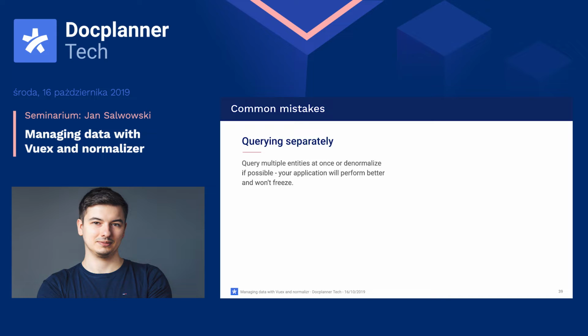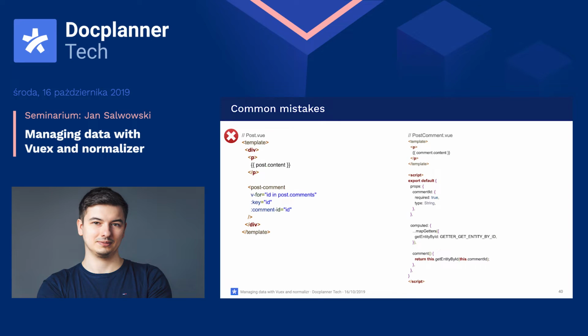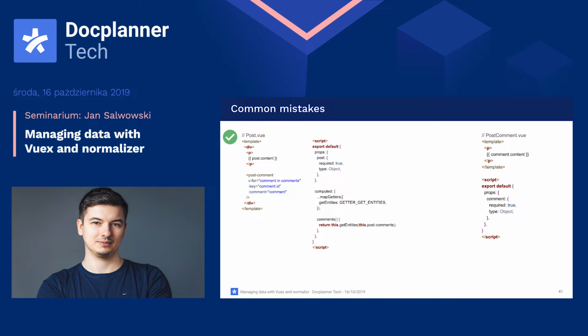What you can do in this situation, like you have this post with many comments and you fetch the entity from the store in each post comment component, is fetch all the comments for a given post in the top level component, which is like here the post view, and then just pass the object here. You can improve the performance drastically.